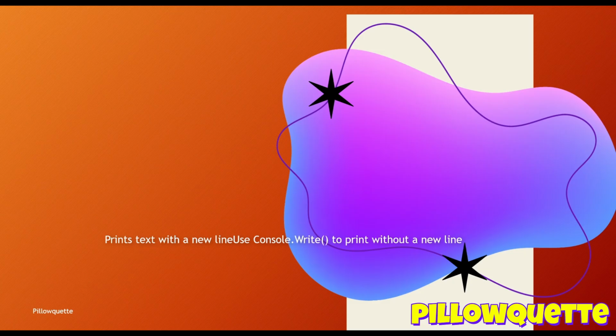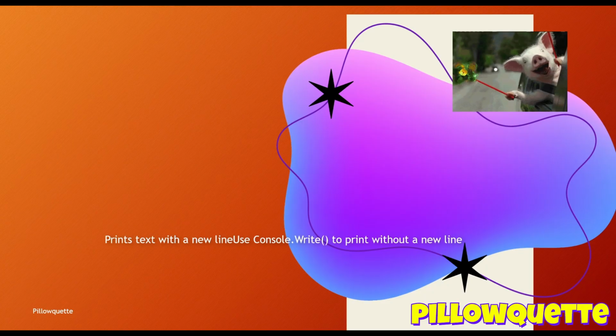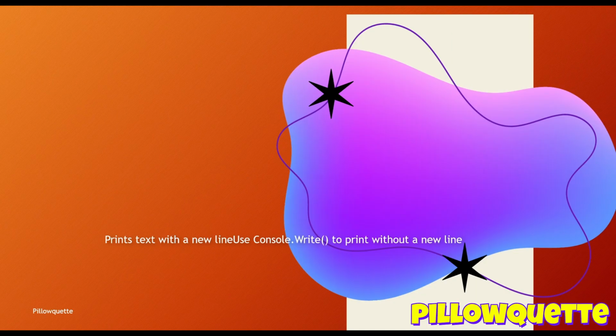So I'll show you that in a minute. Now, this prints a message and moves to the next line. But if you wanted to print a message and still stay on the same line, you use Console.Write. I'm going to show you that as well. These two commands are the foundations of interacting with the user.